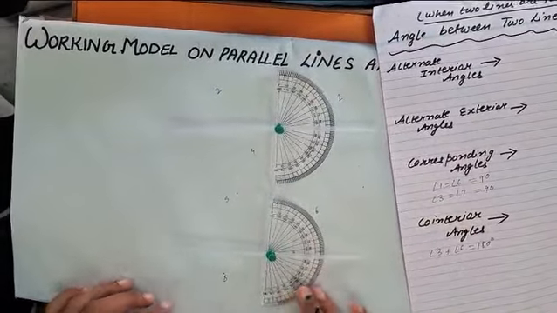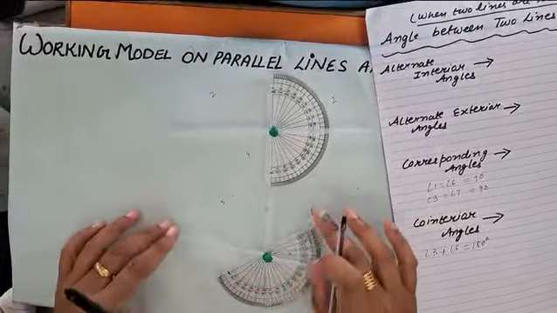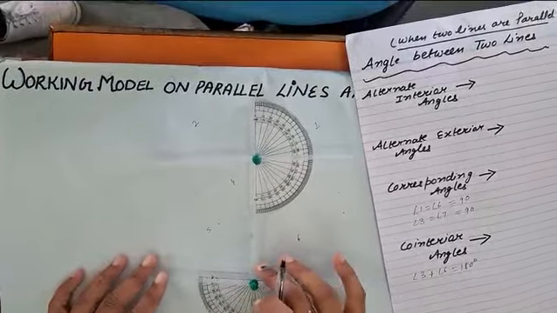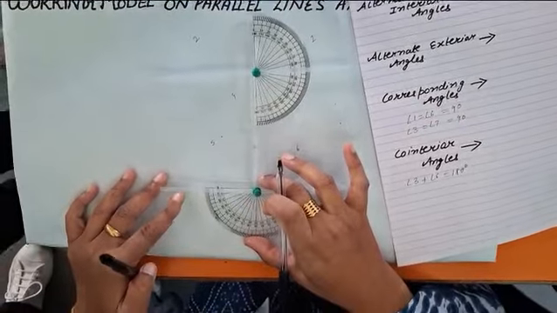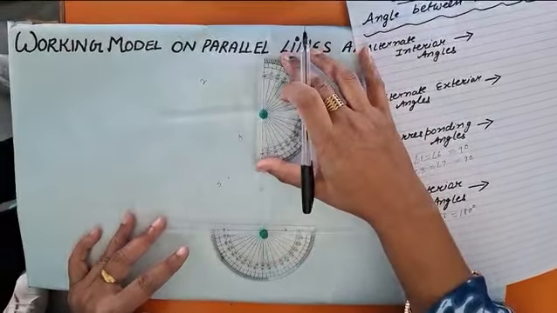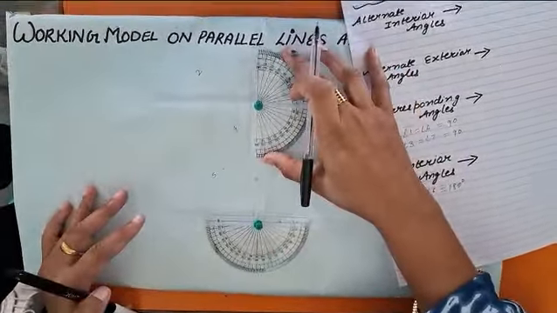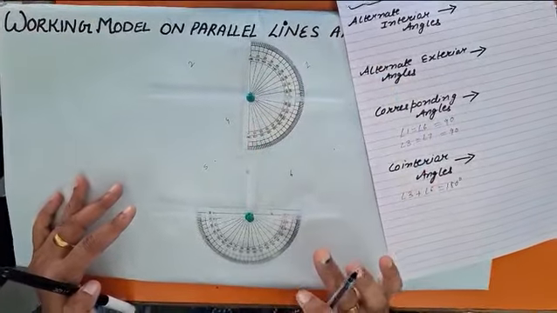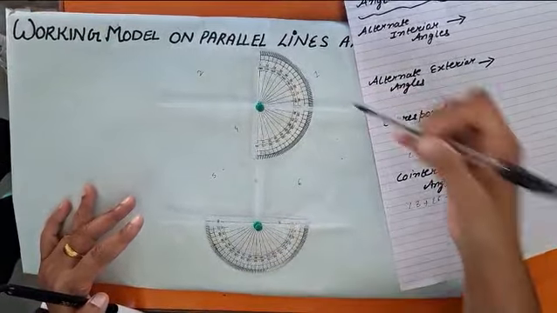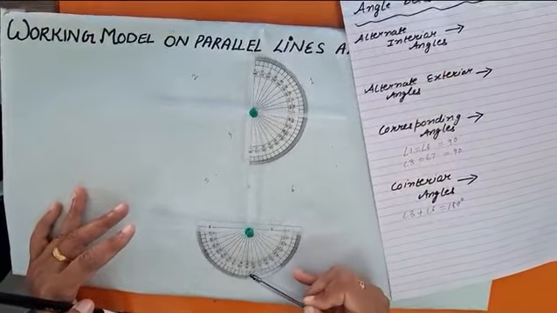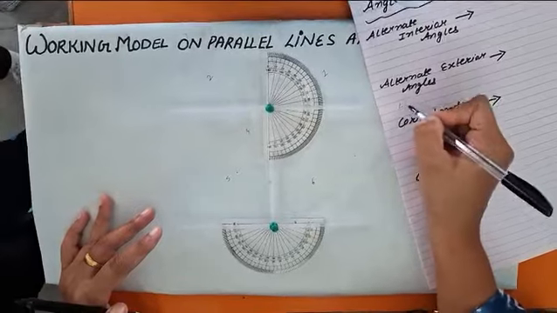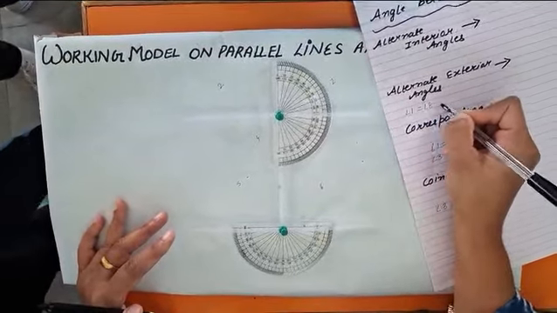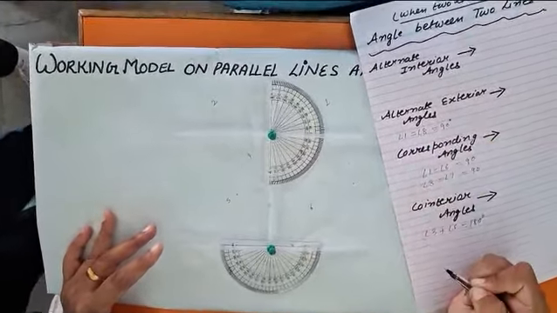Right? You can also observe the alternate exterior angles. Let's talk about alternate exterior. See, this is angle 1. When the lines are parallel, only then will the measures be equal. Angle 1 and angle 8 are alternate exterior angles. So angle 1 is equal to angle 8 and both are equal to 90 degrees.